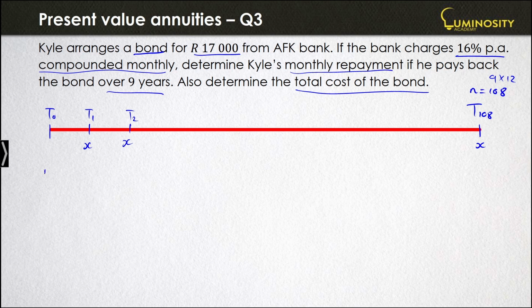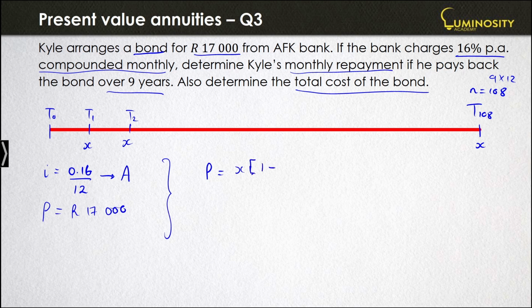Right, the interest rate I was given as 0.16. And because it's compounded monthly, it's a nominal interest rate. I divide by 12 there, and I'm going to store that value into my calculator. And the present value, he's paying off this bond of 17,000 Rand. So therefore, I can use the present value formula. P equals X into 1 minus 1 plus I to the negative N all over I.